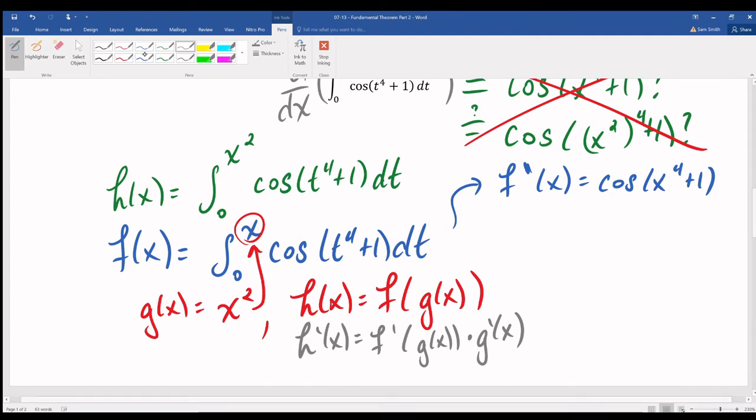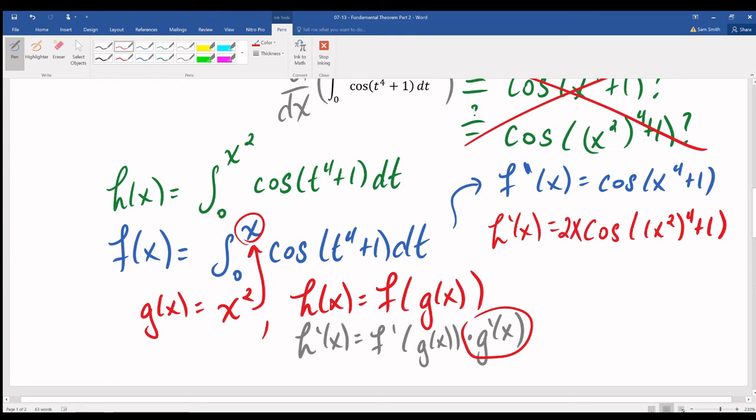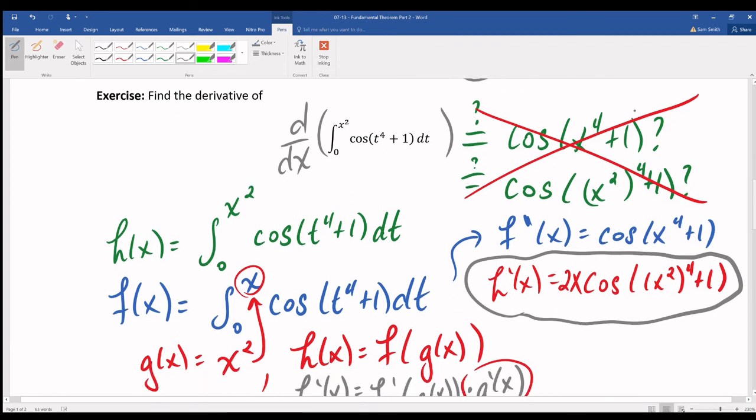F prime of g of x can be found by taking f prime of x and substituting x squared in x's position. But then I need to remember to multiply by the derivative of the inner function, by 2x. And this will be the genuine derivative of the function in this example.